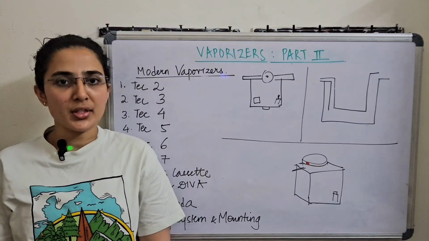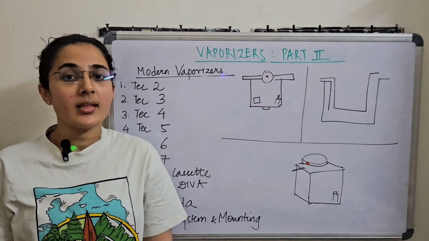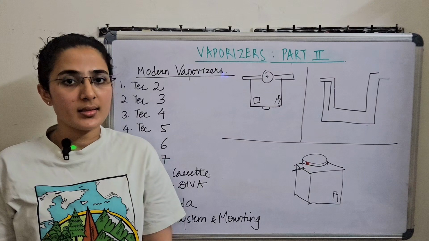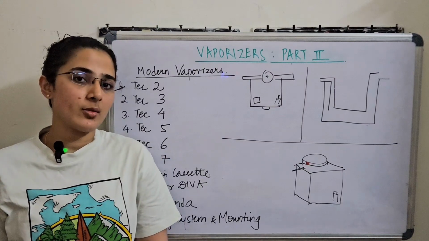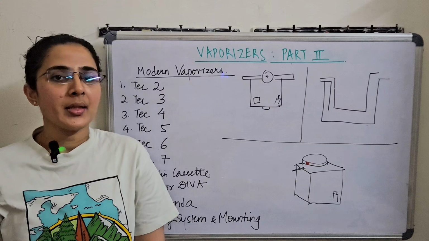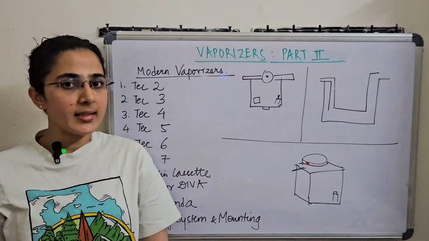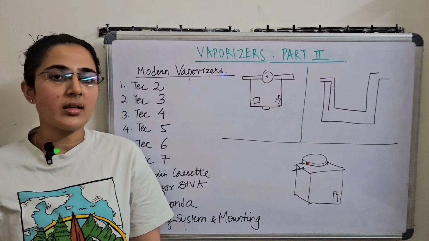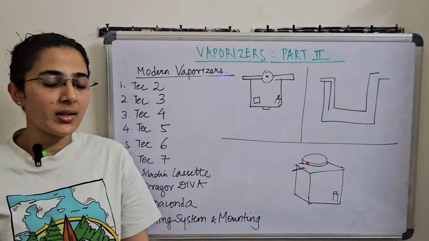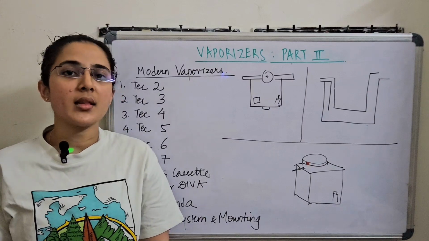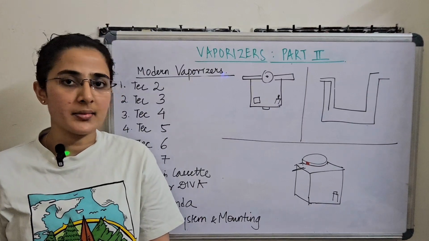Today's video is a continuation of the previous topic, that is vaporizers part 2. In this video we'll be discussing the modern vaporizers, which includes Tech 2, Tech 3, Tech 4, Tech 5, Tech 6 and Tech 7, a little bit about the Aladdin cassette, Anaconda and Draeger Diva, and then we'll also be discussing the filling systems and the mounting of the vaporizers.